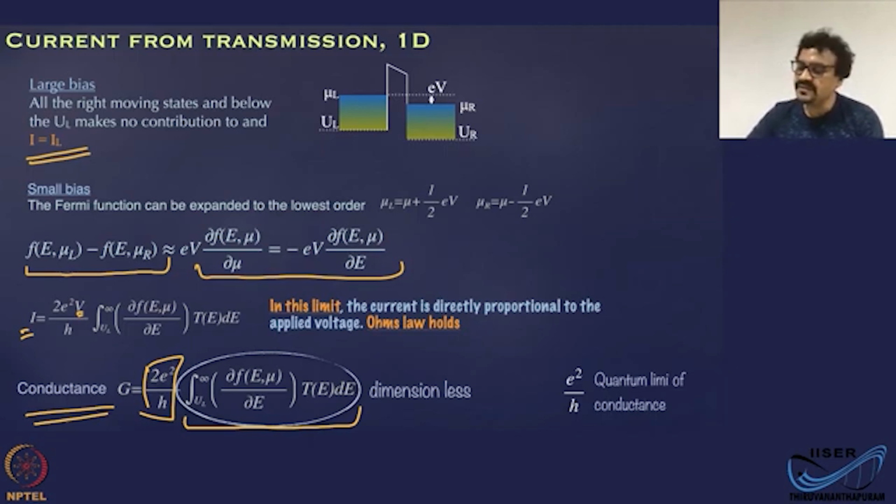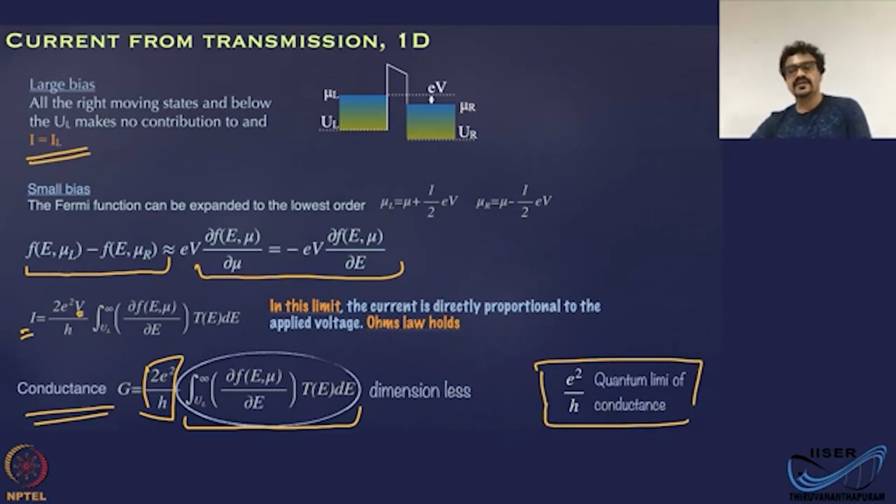Now this E square by H is the quantum limit of conductance, and the 2 here, as we mentioned in the beginning, represents the spin degeneracy because there are 2 spin channels.